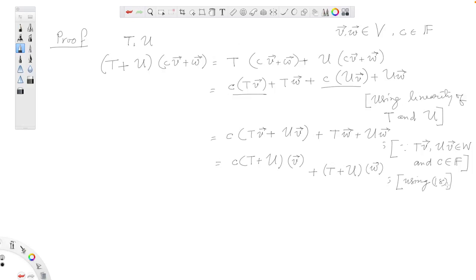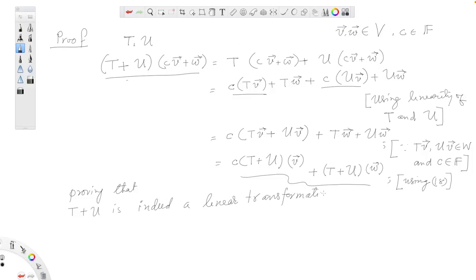Okay, so this guy is equal to this, proving that T plus U is indeed a linear transformation from V to W. Good.